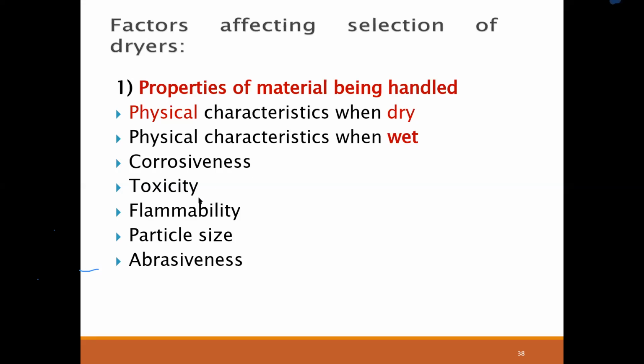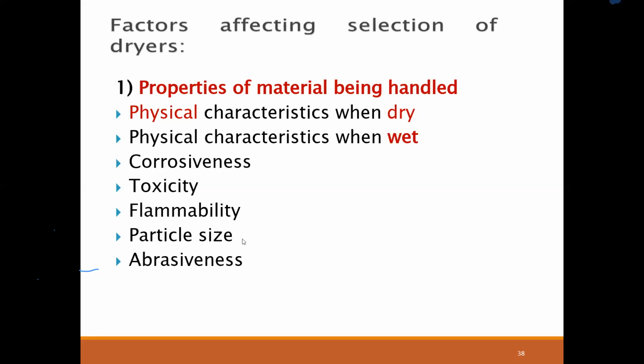Then toxicity: if the material is very toxic in nature, during the drying process there may be a chance of toxicity to the operator also. So we have to consider whether the material is toxic or not. Then if the material is very flammable in nature, sometimes during drying the temperature may increase, and the dryer may burn or even burst. That's why we consider what type of material it is.